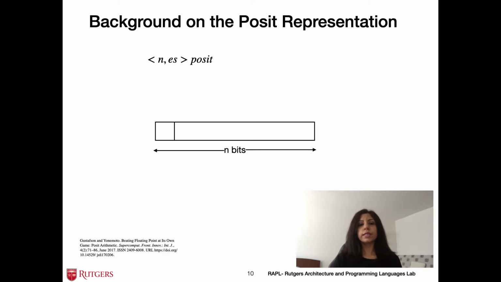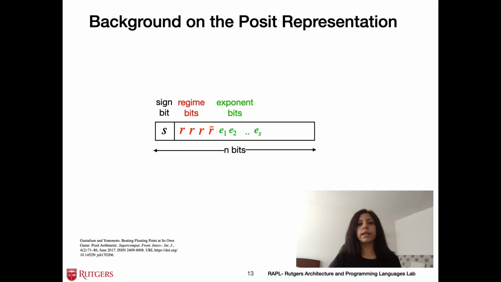The posit representation is defined by two parameters, n and es. n is the total number of bits and es is the maximum number of exponent bits. As the number of exponent bits increases, the dynamic range improves and precision is reduced. The first bit is used to store the sign of the number, 0 for positive, 1 for negative. The next set of bits is regime bits. Regime bits can be all 1s terminated by 0 or all 0s terminated by 1. Regime bits work as a super exponent in posits.